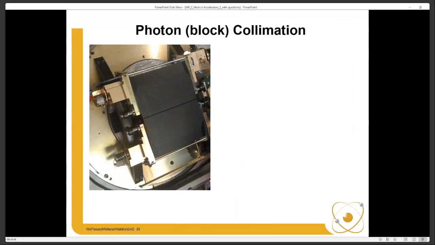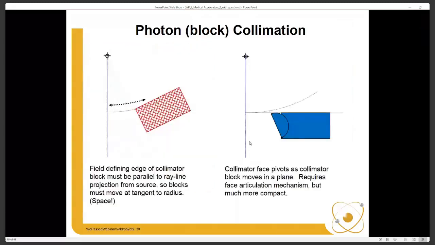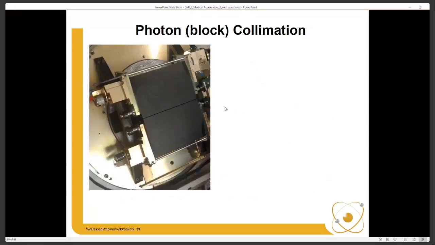If you have Siemens machines, if you've got Siemens Primus, you probably have this type of collimator, at least for one set of jaws. Here's a photo of an upper set of jaws from a Varian machine with the lower jaws removed and the MLC removed. The way these work is this is a regular block style, so the jaw has to travel in a curved path. It travels on this track, which is curved. It's sort of arch-shaped.